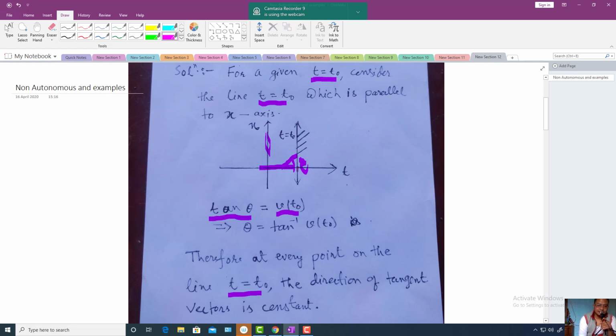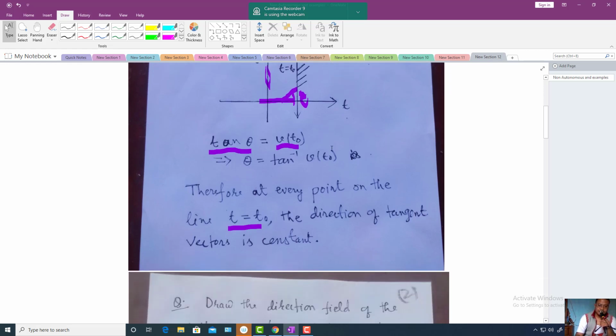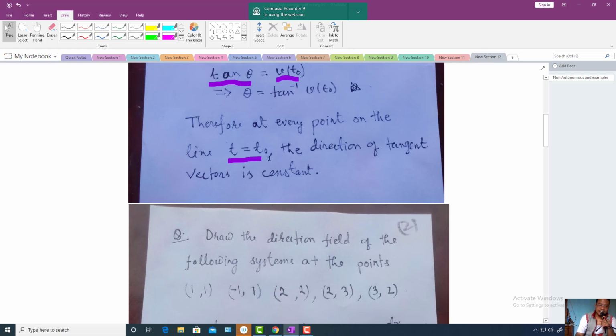So what is the conclusion? You draw any vertical line, that is, parallel to the x-axis. At any point of that line, if you imagine the tangent direction of the solution curve at that point, they are all parallel. This is the characteristic of a general non-autonomous dynamical system or differential equation. At every point on the line t equal to t naught, the direction of the tangent vectors is constant.